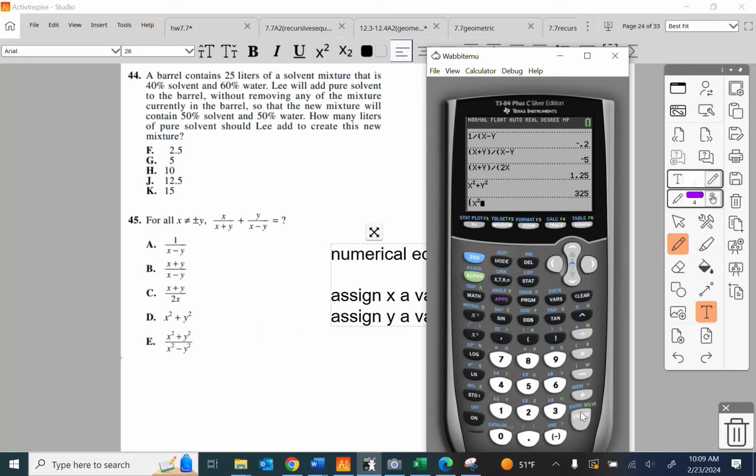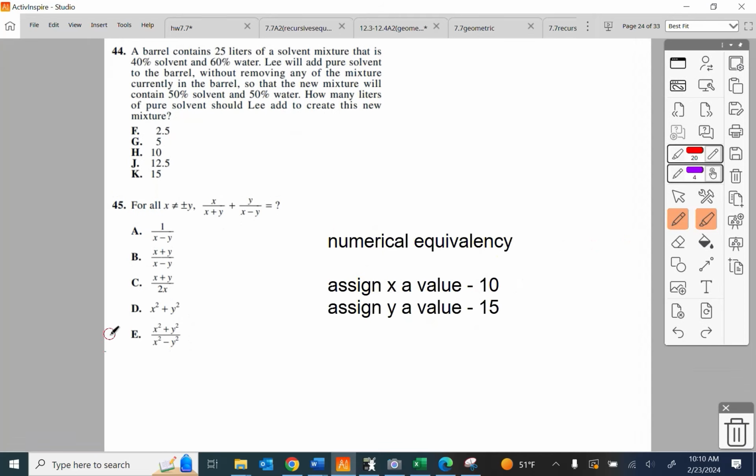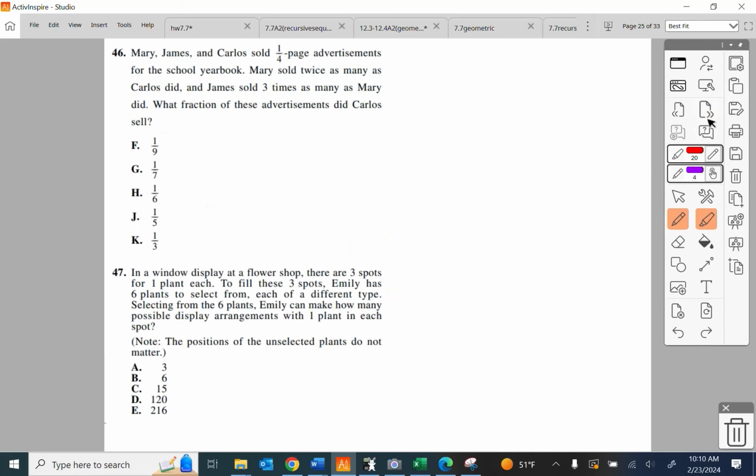X squared plus, it doesn't kill you to learn how to use your calculator either, Y squared, sitting pretty over X squared minus Y squared. There she is. Didn't have to know a thing about algebra. Just had to know how to plug in numbers and use a calculator.